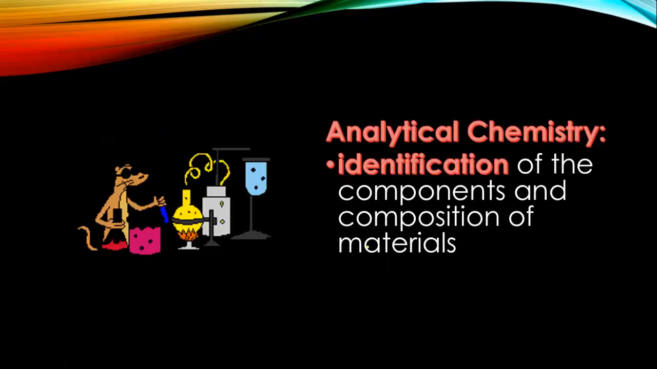And we have analytical chemistry. So this is your identification of components and composition of materials. So how do we know that water is made up of hydrogen and oxygen? I don't know. Somebody did some analytical chemistry on this substance some time ago and found out, hey, look, there's some hydrogen and there's some oxygen. So it's identification. What is this unknown substance?